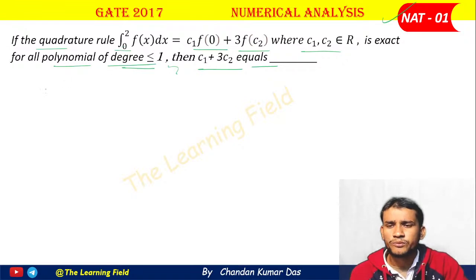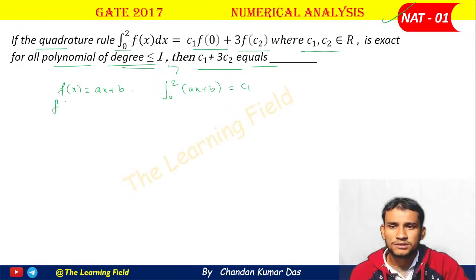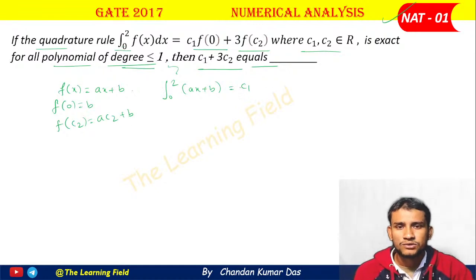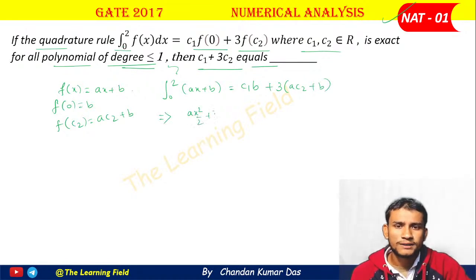Since f(x) is a polynomial of degree less than or equal to 1, we can take the function f(x) equal to ax plus b. Now it is given that integration 0 to 2 of ax plus b is equal to c1 f(0), which here is simply b, plus 3 f(c2), and f(c2) is a c2 plus b. So c1 into b plus 3 into (a c2 plus b).